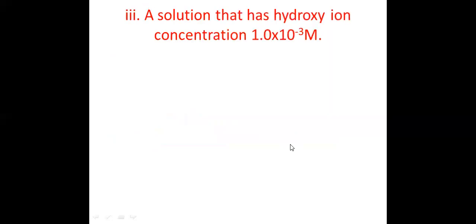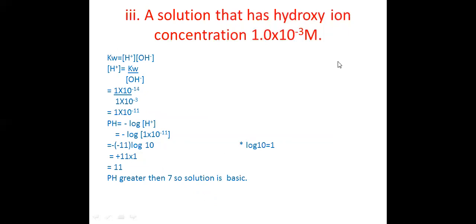The third question is a solution that has hydroxyl ion. Now, hydroxyl ions are given. Concentration is 1 into 10 raised to power minus 3 molar. So for hydroxyl ion, we have to first find out the hydrogen ion concentration, and after finding out the hydrogen ion concentration, then we will find out the pH. So first we will find out the hydrogen concentration by using this water ionization constant formula. Kw equals the product of hydrogen ion and hydroxyl ion concentration.